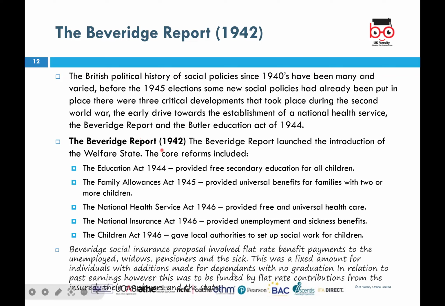So this Beveridge social insurance proposal had forms. There was a fixed amount for individuals with additions made for dependents. So you had more influx of people, and this is how you were supporting them in a better way. Obviously, people did not come alone. They had children. Most of them had larger families. So this is how the UK supported and provided them welfare.